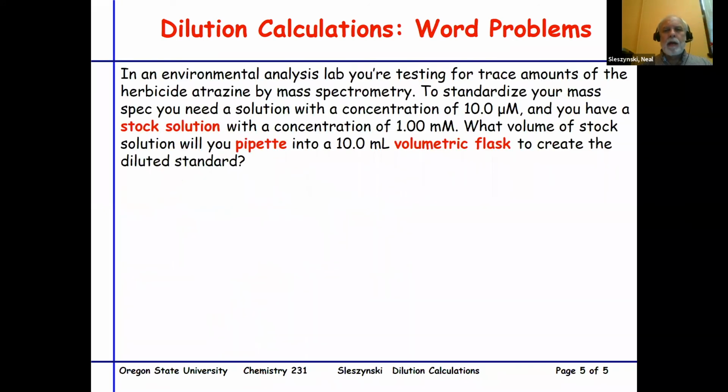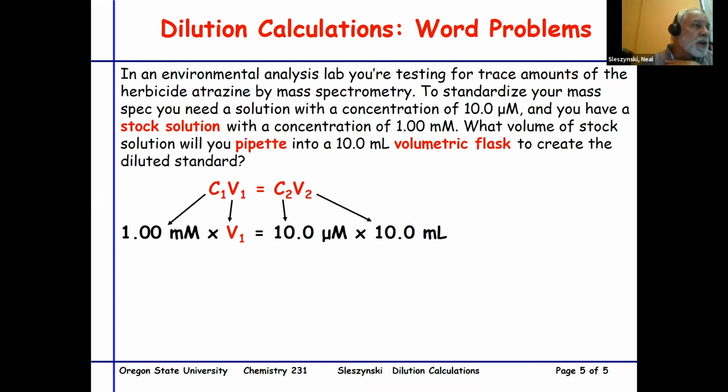In an environmental analysis lab, we're testing for trace amounts of a herbicide known as atrazine using an analytical technique called mass spectrometry. To standardize our mass spec, we need a solution with a concentration of 1 micromolar. And the stock solution that we have available has a concentration of 1 millimolar. What volume of stock solution will we pipette into a 10 mil volumetric flask to create the dilute standard to run on our mass spec? Well, the formula always looks the same. C1V1 equals C2V2.